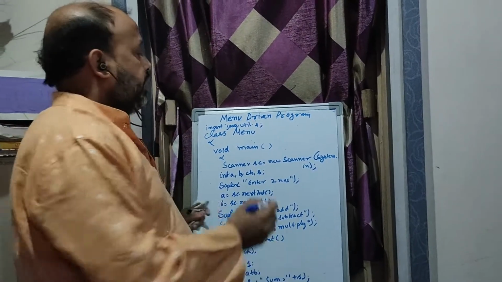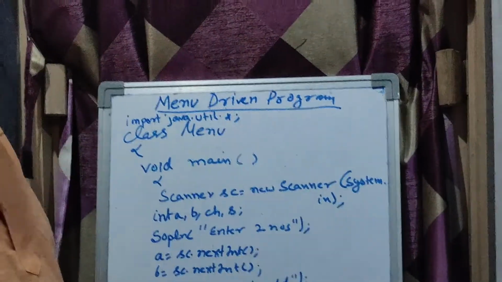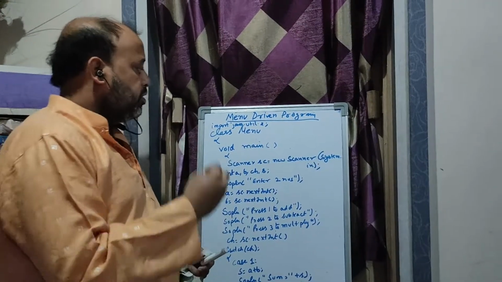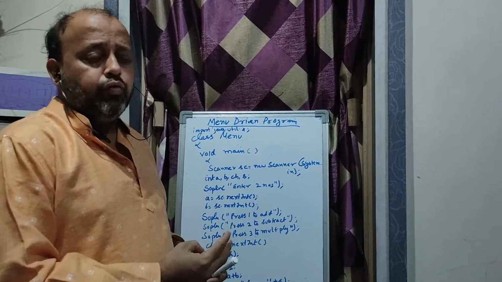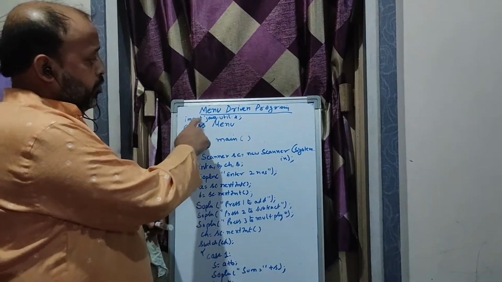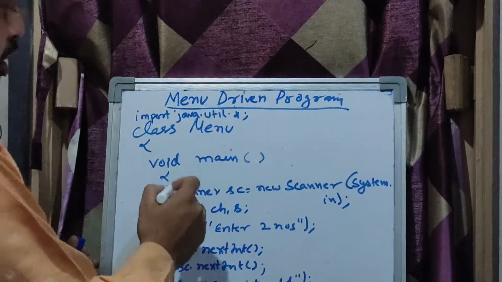We will be discussing today menu driven program using scanner and switch. Maybe I will discuss two programs today. The first one is very simple one. We will be doing a program to input two numbers, and according to choice we will be adding, subtracting or multiplying. Now import java.util.*. This I have done so that I can use the scanner.